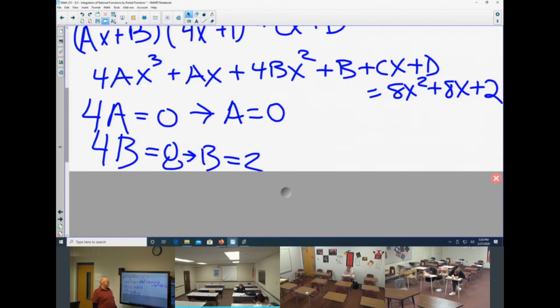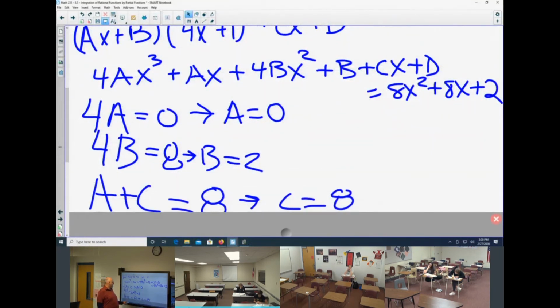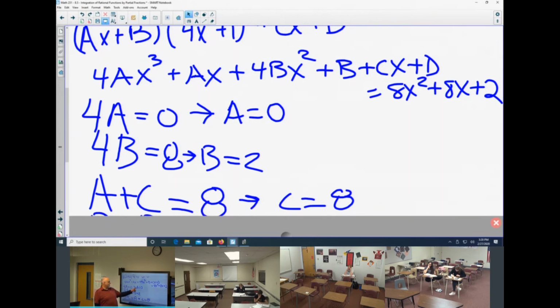So C is equal to 8. Okay, and how did you get that? Because it's ax plus cx equals 8x. But ax is just 0. So if a plus c is 8 and a is 0, then you get c is equal to 8. Okay, good. All right, one more, the constants.